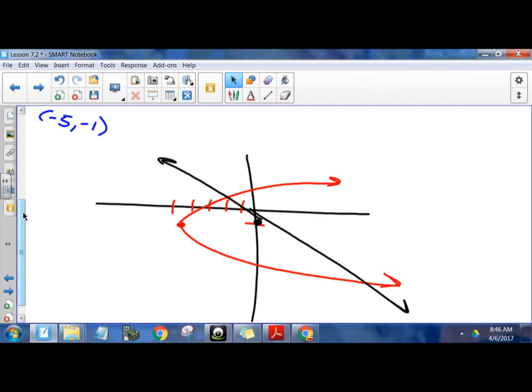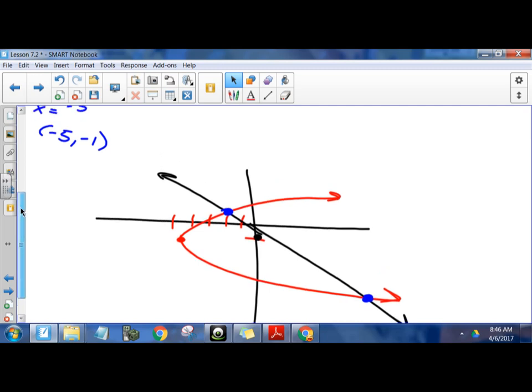So I have created the picture. I have my intersection points. The next step would be to find those intersection points. Okay? So let's find the intersection points.